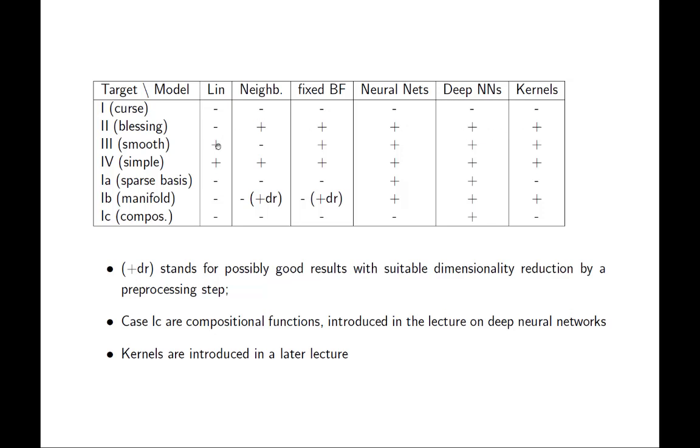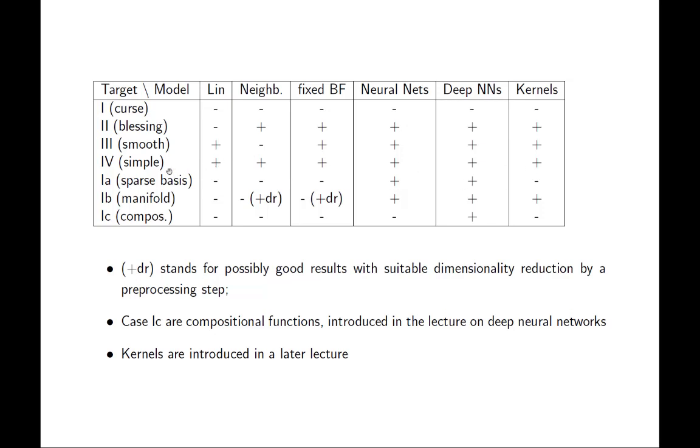If the function is high dimensional but smooth, linear functions perform quite well. Neighborhood methods might run into problems because the nearest neighbor might not mean much in this case. Systems with fixed basis functions, if you consider smooth basis functions, work well, neural networks work well, deep neural networks work well, and kernels also work well. And of course, in the simple case, also all methods work well.